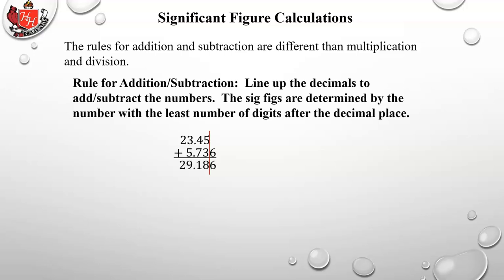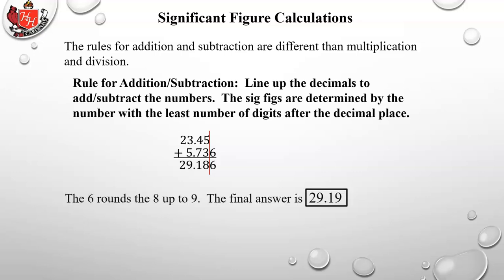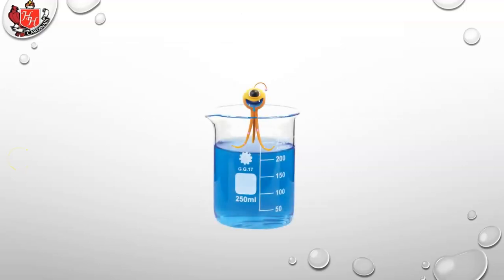And you get this. So this answer is going to have 4 sig fig: the 2, the 9, the 1, and the 8. The 6 is going to round the 8 up to a 9, so the answer is going to be 29.19. Okay, that takes care of our lessons.